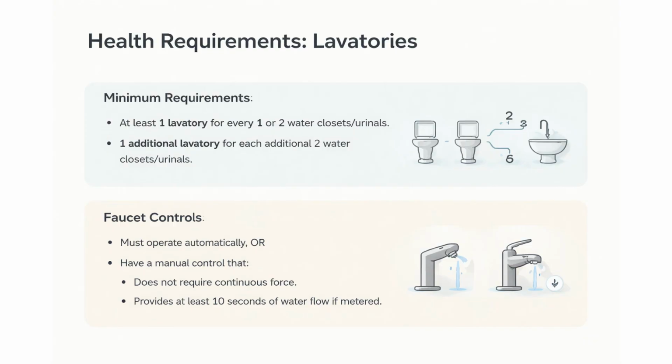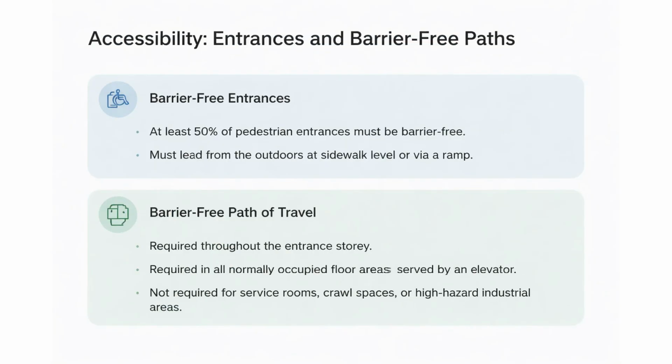Accessibility is a major component of the building code. At least 50% of a building's pedestrian entrances must be barrier-free, accessible directly from the sidewalk or via a ramp. Once inside, a barrier-free path of travel must be provided throughout the entrance story and to any other occupied floor served by an elevator. There are practical exceptions, of course. You don't need to provide wheelchair access to elevator machine rooms, crawl spaces, or high-hazard industrial areas.